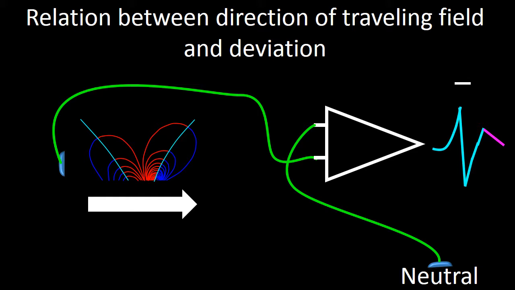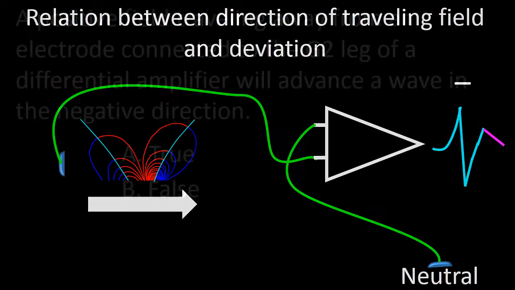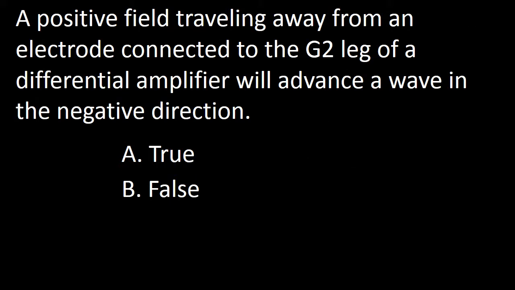This is basically a representation of what I just mentioned in the question, which is that the electrode looking at the electrical field is coming in through the G2 leg of the differential amplifier, whereas the G1 will be in this instant going towards the neutral area. The consequence of this will be an inversion of the wave that we previously described. So the answer to this question is false.